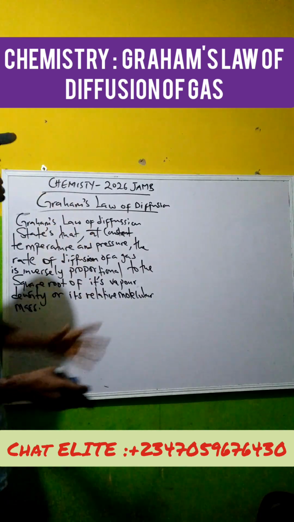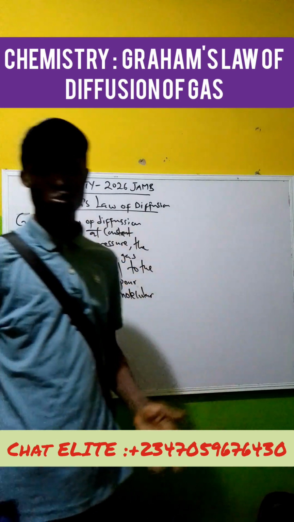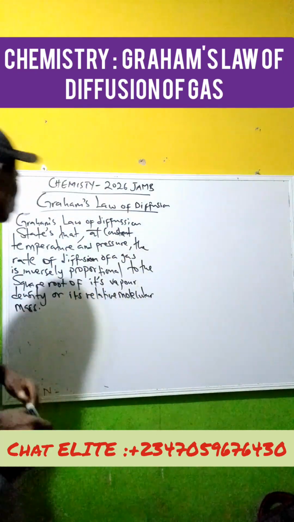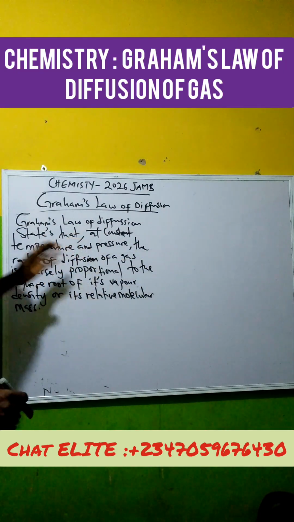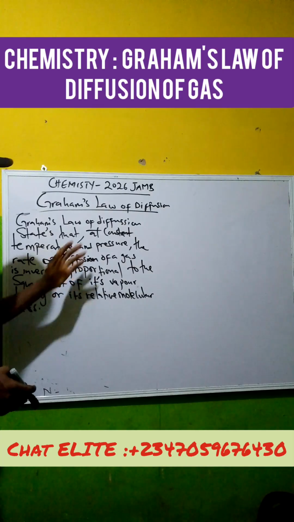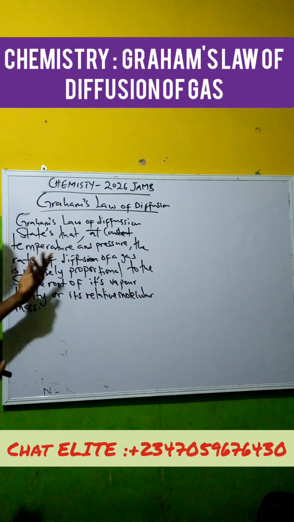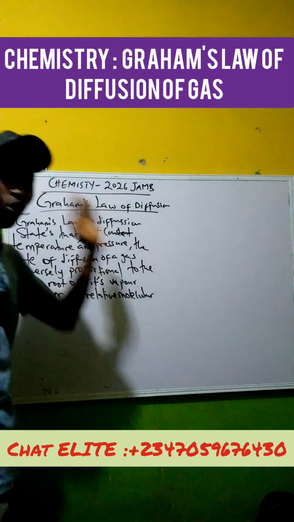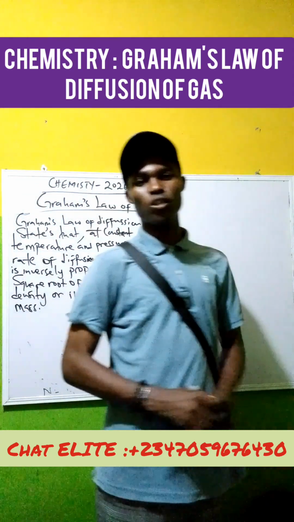Just know the theorem. Once you know the law, you don't have any issues. We are going to solve problems. Alright now, so Graham's law of diffusion states that at constant temperature and pressure, the rate of diffusion of a gas is inversely proportional to the square root of its vapor density or its what? Or its relative molecular mass.